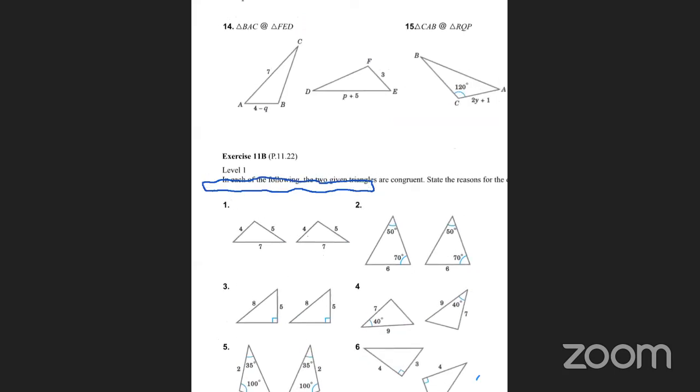And therefore, look at the first one. Can anyone want to try? For question 1, if these two triangles are given, what do you think? Why are they congruent? Anyone? Can you see that? What is the reason that they are congruent?